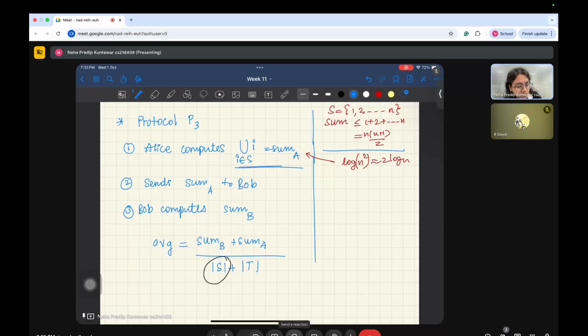Along with the sum, she also needs to send the size, the cardinality of S, and the maximum cardinality is n. So this will again take at most log n bits. Altogether, this is about 3 log n bits, or an order log n bit protocol. And now that this value is also known to Bob, Bob can just find out the average.